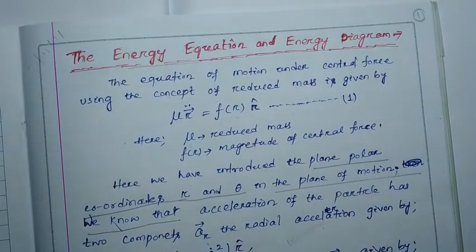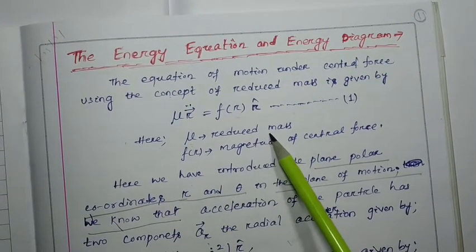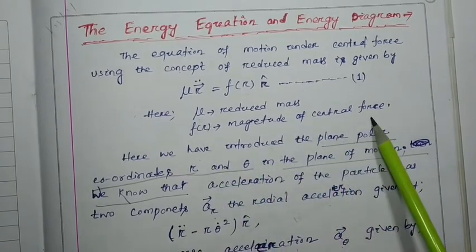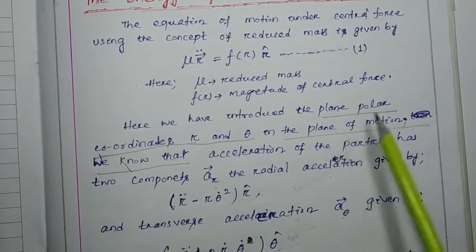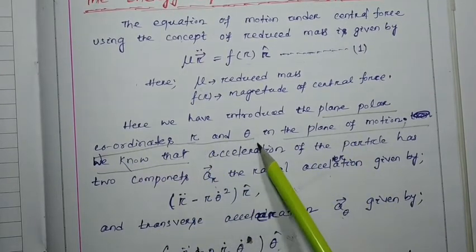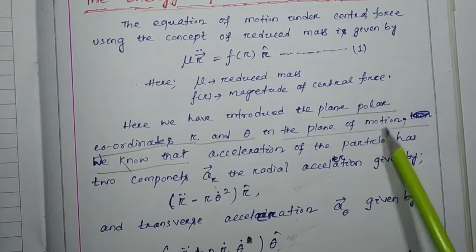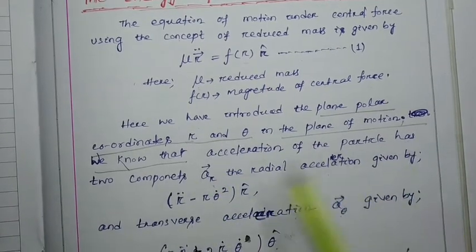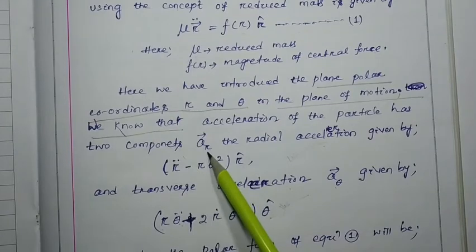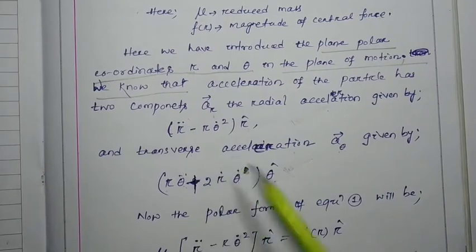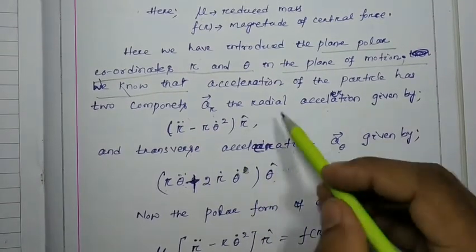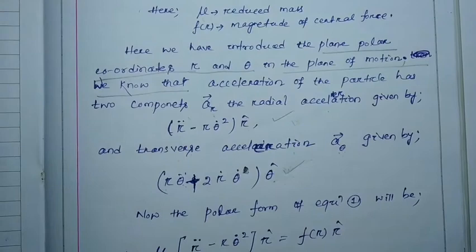Here also, mu is the reduced mass and f(r) is the magnitude of the central force. Here we have introduced the plane polar coordinates, that is r and theta, in the plane of the motion. We know that the acceleration of the particle has two components: the radial acceleration a_r is given by this one, and the transverse acceleration a theta is given by this one. Where did you get these two expressions? Just check your notes.